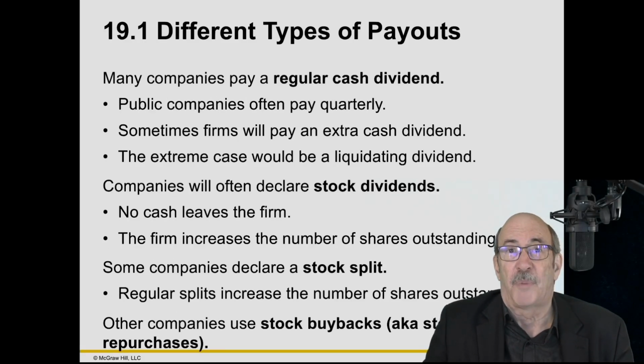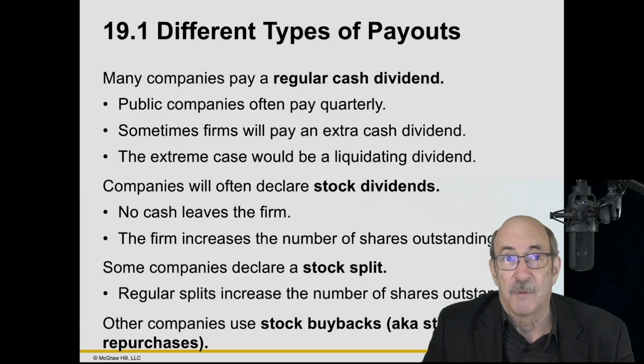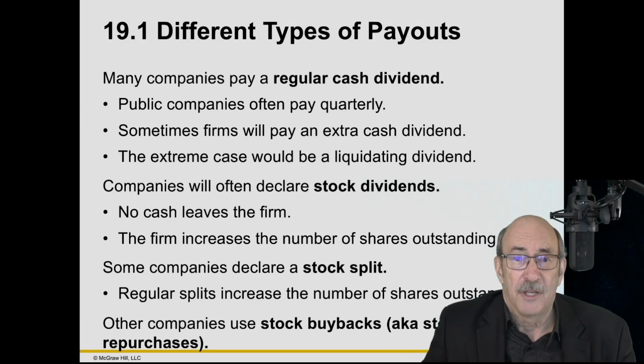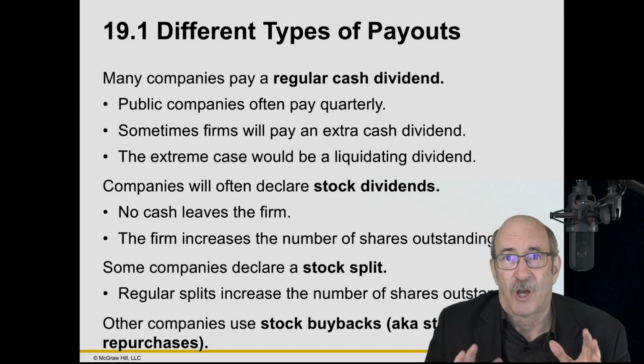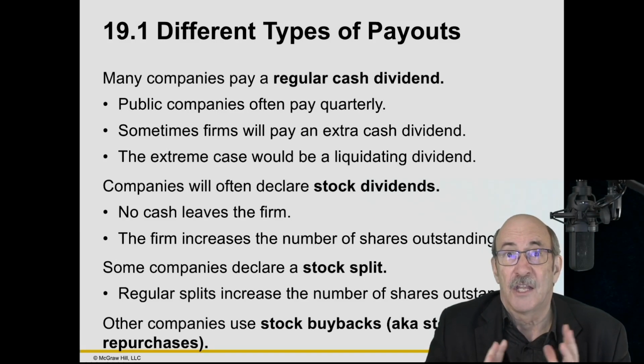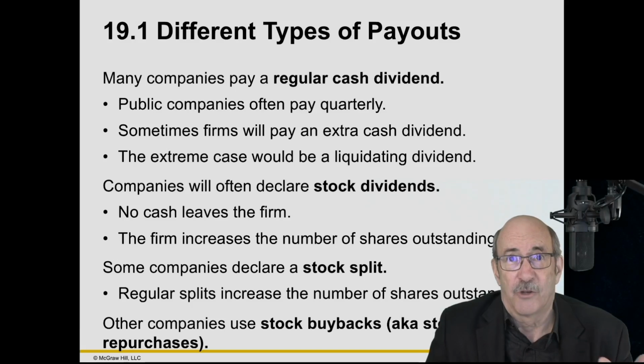Different types of payouts. We can have cash dividends. That's the most typical. That's the thing that you're going to probably be most familiar with. These are regularly, usually quarterly payouts. And when we talk about how much the dividend is, we're usually talking about the dividend on an annual basis. So we'll add up the most recent 4-quarter payouts.